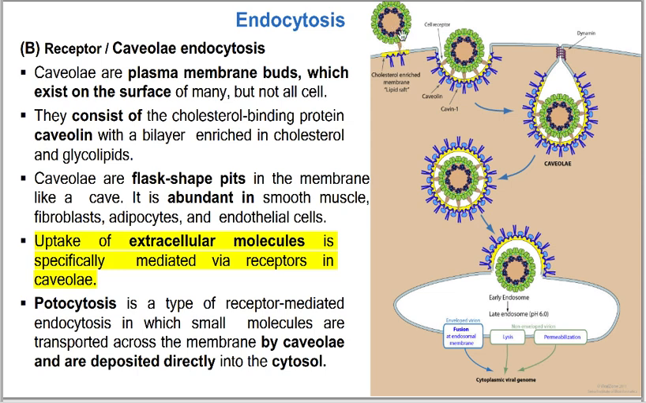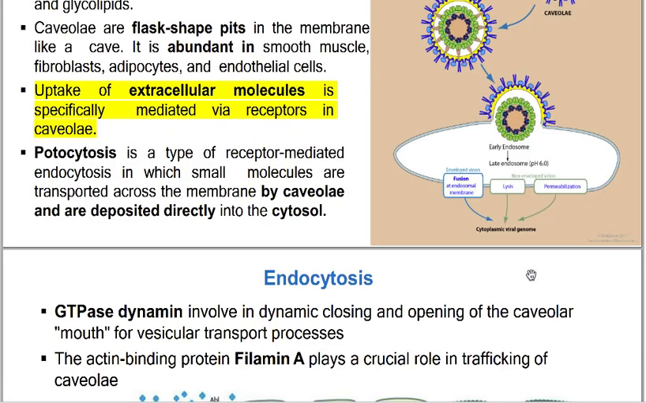Here the receptor binds and the pit forms. Then this is a type of receptor mediated endocytosis in which small molecules are transported across the membrane by caveole or deposited directly into the cytosol. So firstly, the receptor will bind with virus, make a caveole like pit, make a cave, and then it will fuse the whole product with lysosome for degradation. This is caveole mediated endocytosis.